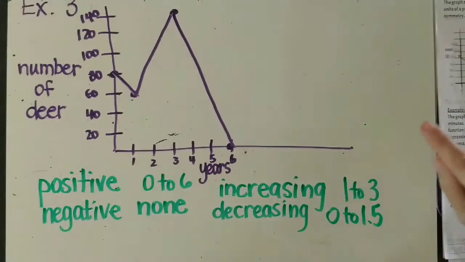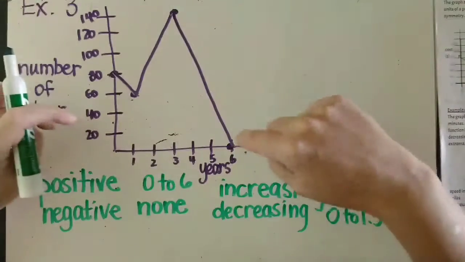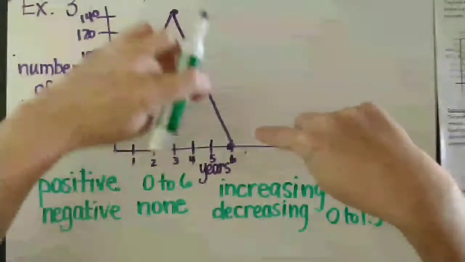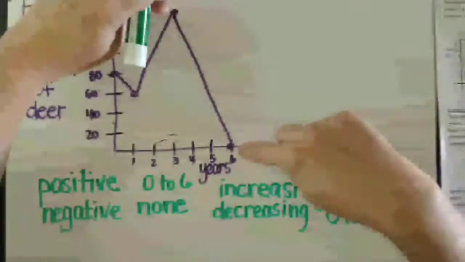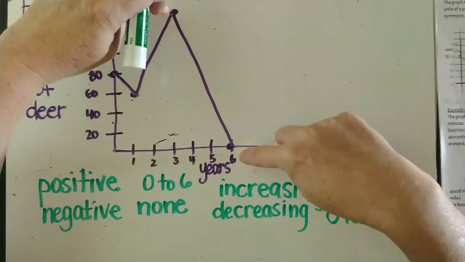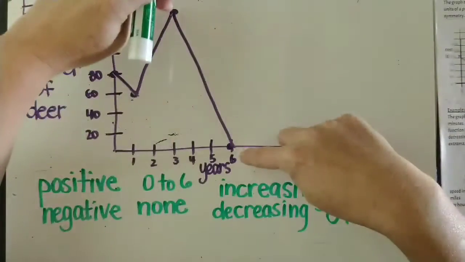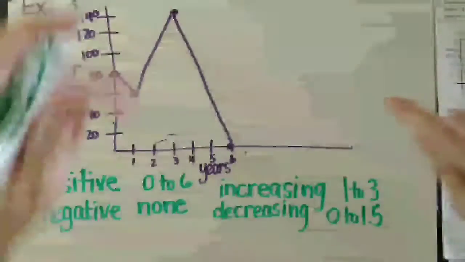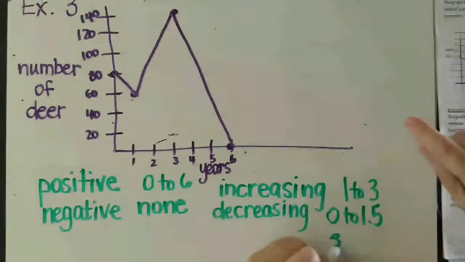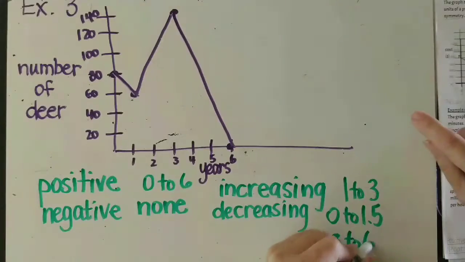Is that the only place it's decreasing? I believe it's also decreasing here on this part of the function from about 3 to 6. So 2 places it's decreasing.